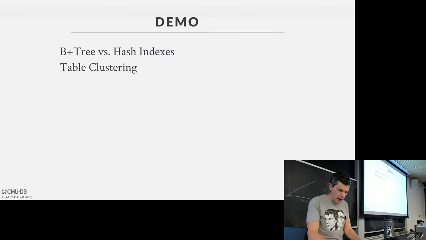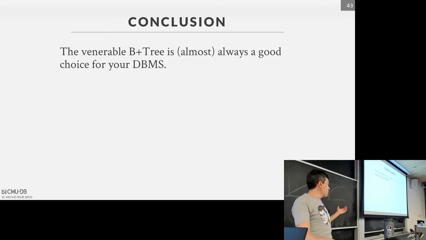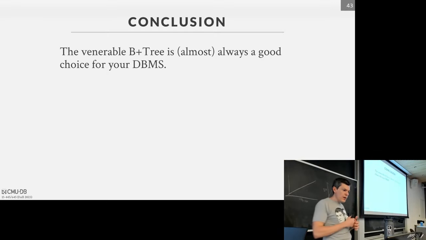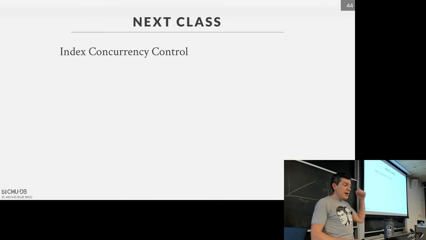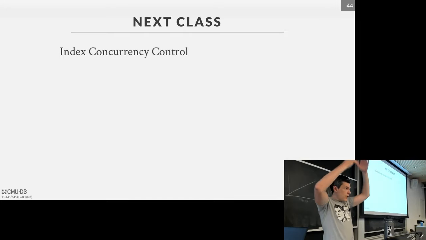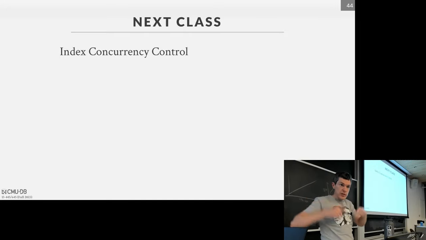So B+Trees are important. It's probably the best choice for your database system. Tries are pretty good. You can have B+Trees of tries, as I said before. But for B+Trees, there's a bunch of ways of optimizing them to go faster. So next class, we'll talk about how you actually make your B+Tree thread safe by traversing down and even when you're doing splits and merges. OK? Hit it.